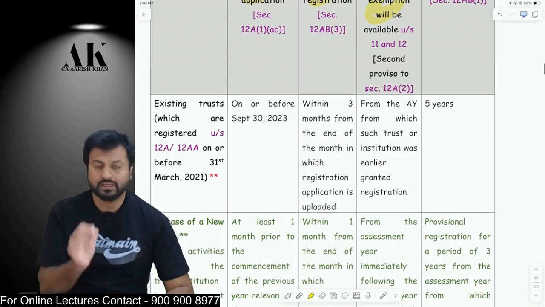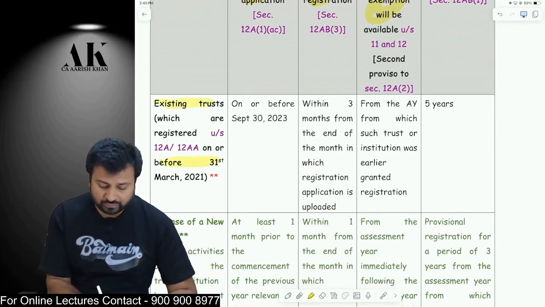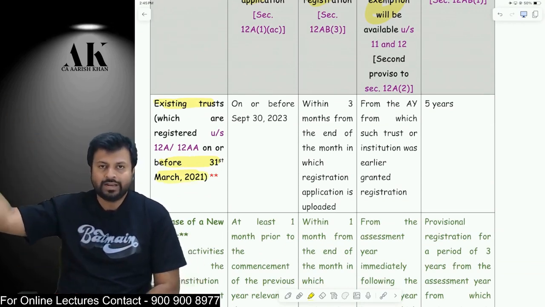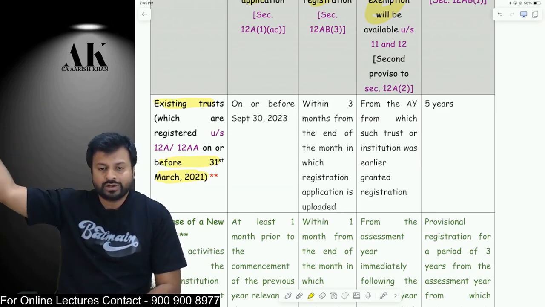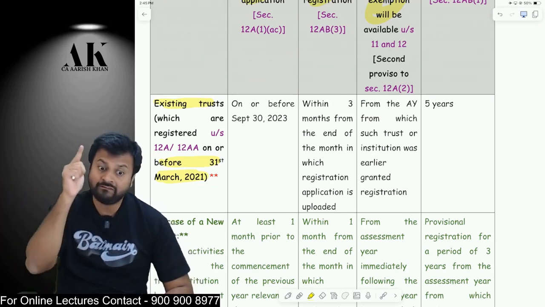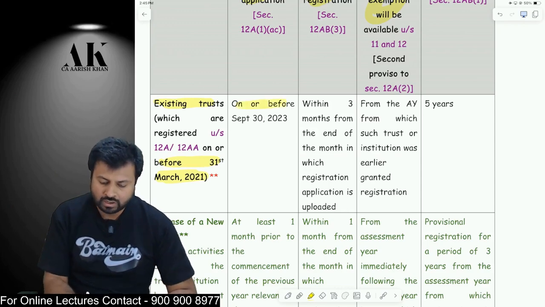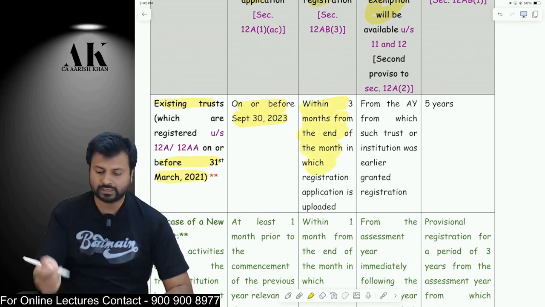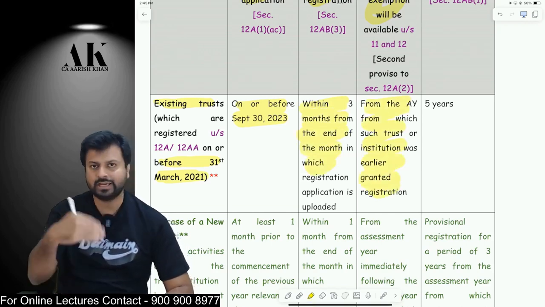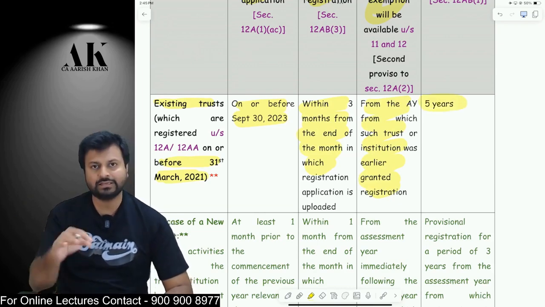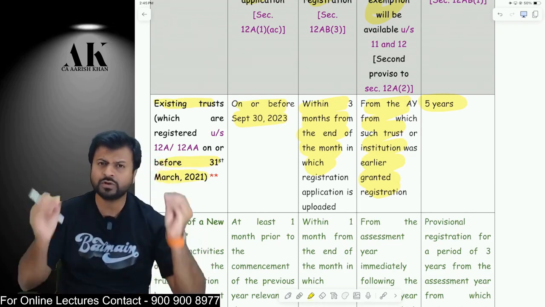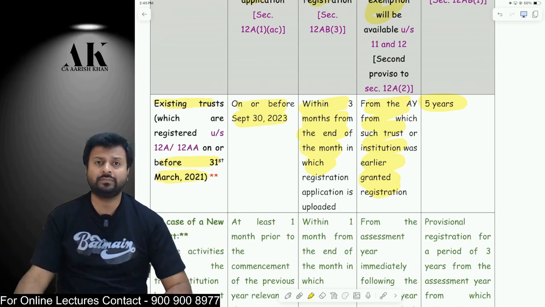The very first thing is all the existing trusts which are registered on or before 31st March 2021 in earlier law. The earlier law was 12A, 12AA. The new law is 12AB. So all those who are registered earlier under 12A or 12AA have to make a fresh application. Every charitable trust has to make a fresh application on or before 30th September 2023, and then within 3 months from the end of the month, they will be getting the registration, and they will get the exemption from that year only, and then they will get the exemption for how many years? For 5 years. Okay, so this first row is for those trusts which are already registered under the income tax law since long back.